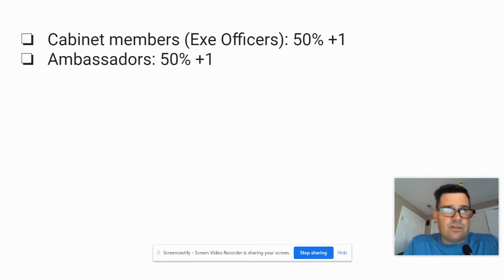Also, ambassadors. These tend to not be terribly controversial, but it is possible for that to be controversial. Again, you don't need a supermajority to approve ambassadors in the Senate. Just a majority vote will get it through. All right, just a simple majority will pass it through.